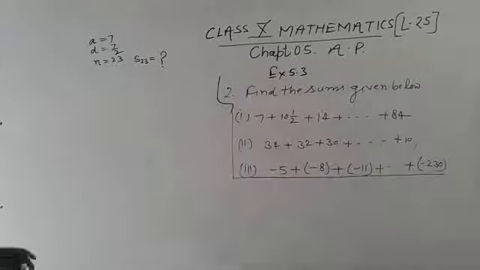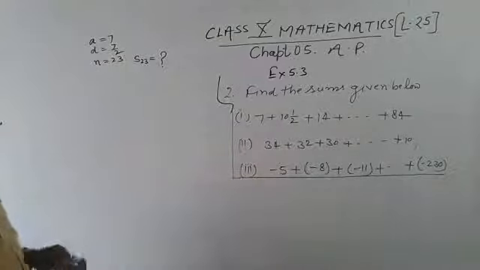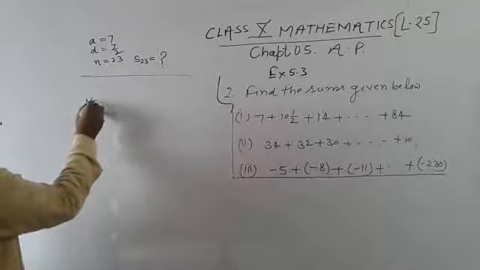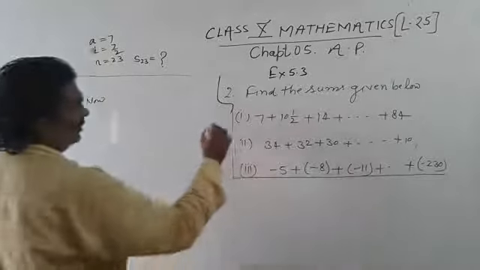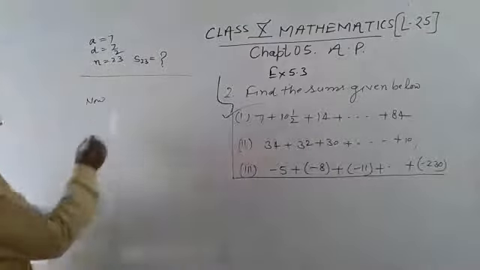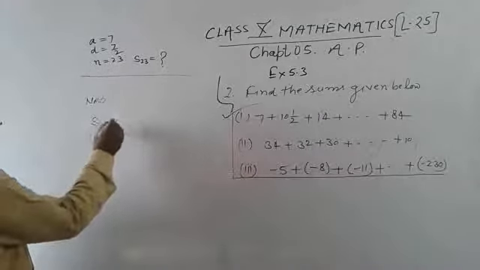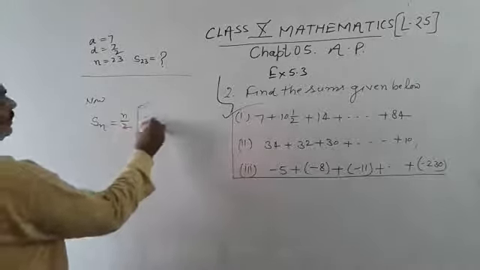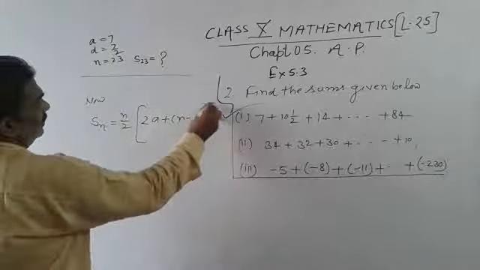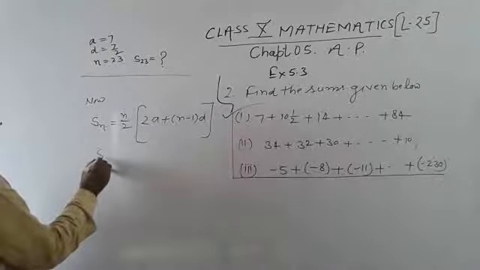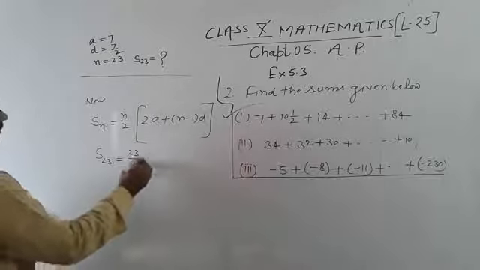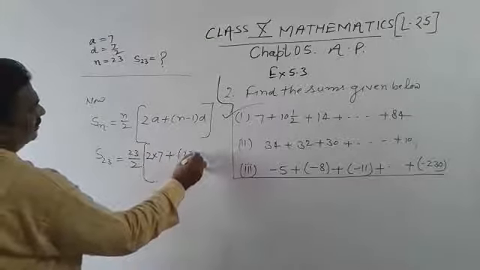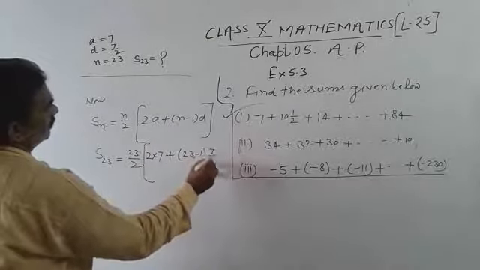So students, here we have first term 7, d is 7/2 and n is 23. Now in the continuation of the previous solution, we are solving part first. So S23 is equal to, first of all write Sn is equal to n/2 into 2a plus n minus 1 into d, students. Now putting n is 23/2, 2 into first term 7 plus 23 minus 1 and d is 7/2.